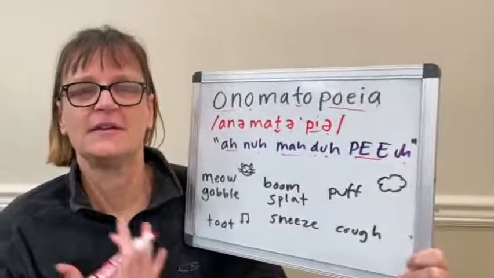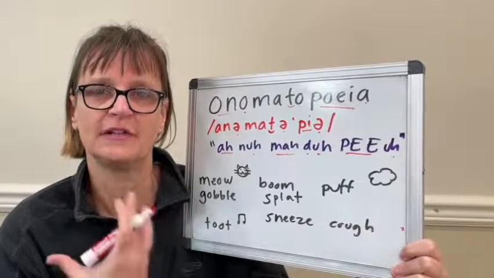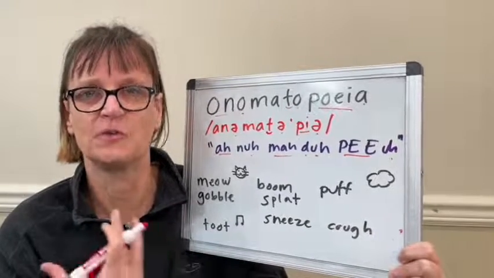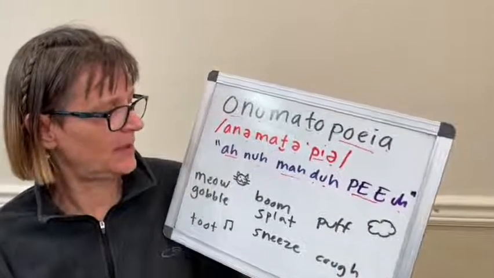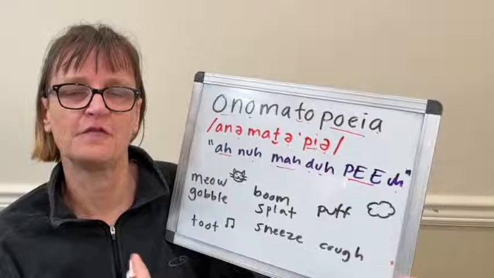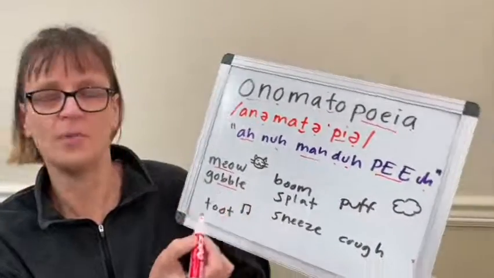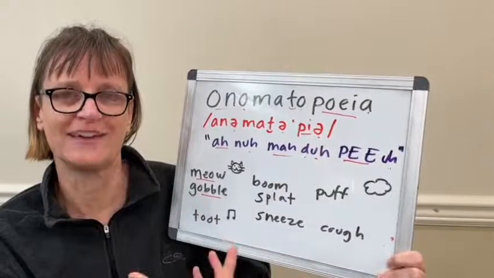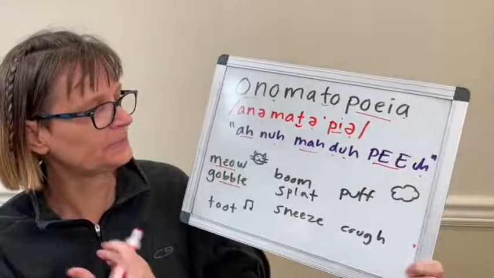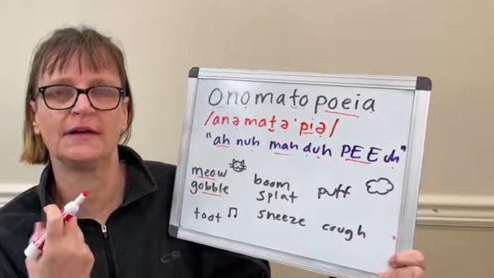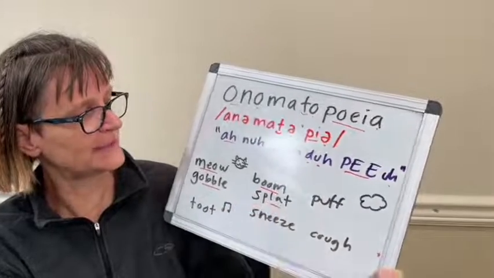So onomatopoeia is a name for words that sound like what they are. So these are words that were invented to represent certain sounds, and they come in some categories. So we have, first of all, animal noises like meow or gobble. Those were meant to sound like the sound that a cat or a turkey would make. We also have noises for explosions or loud sounds like boom or splat.